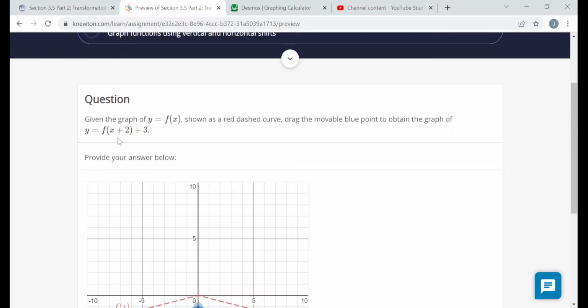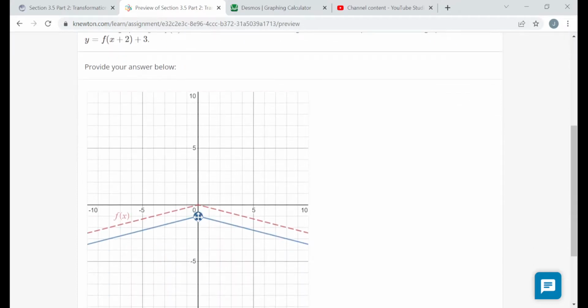So again, I'll just explain this. You have something that happened to the inside and something that happened on the outside. Now the outside stuff's easy. Plus 3, if I took the rule for f and just added 3 to it, that would move the graph up 3. So I'm going to move this blue point. Here's f. It would move up 3. So there's the graph of f of x plus 3.